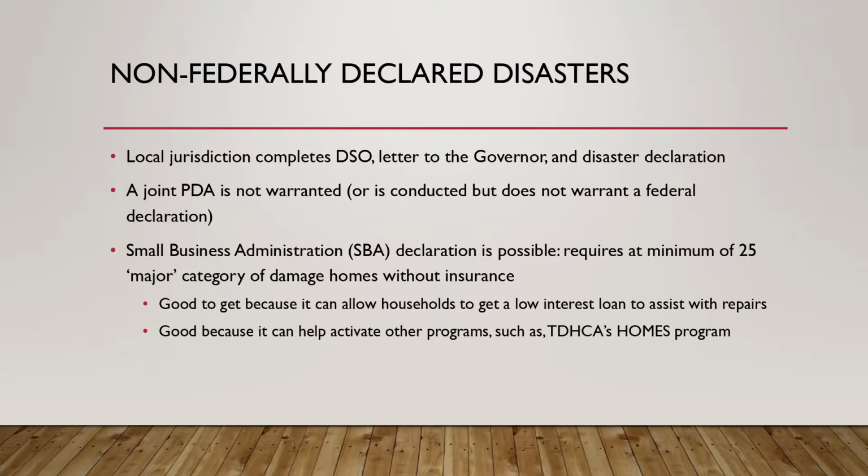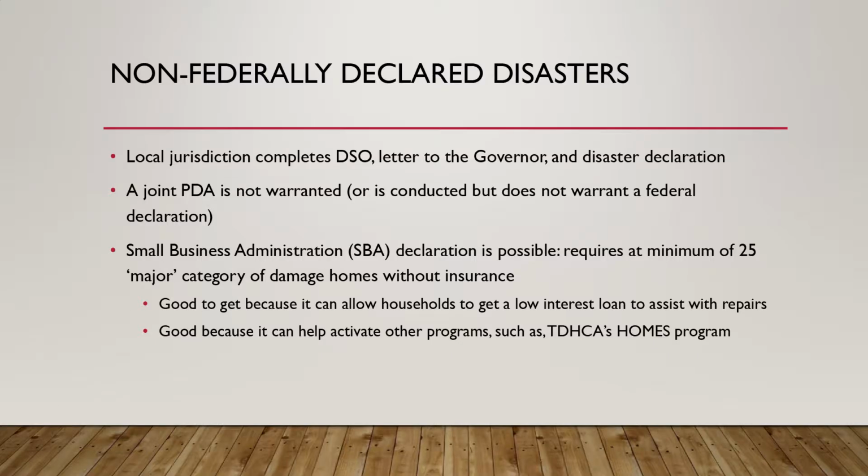looks like. So non-federally declared disasters, let's hit on that for a little bit. So a local jurisdiction, they submit their DSO, their letter to the governor, and their disaster declaration. Maybe a joint preliminary damage assessment or PDA with FEMA and the state and SBA is not warranted. Maybe because it's just 1 county, or maybe it's 2 counties and we don't believe it's enough to warrant a disaster declaration request at the federal level.